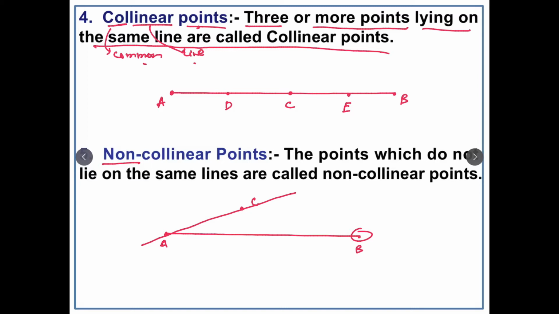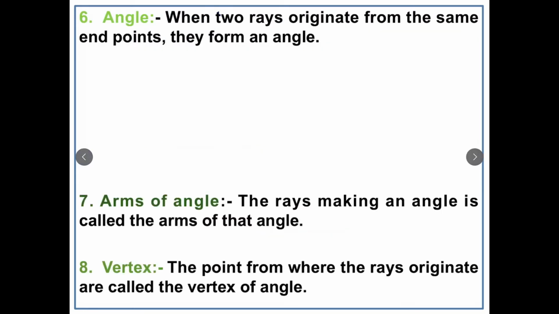Similarly, if you connect B to C, in that case it will miss out the point A. So these points are not on the same line. At least one point will miss out. So such points are called non-collinear points. Okay. Moving ahead, next we have angle.